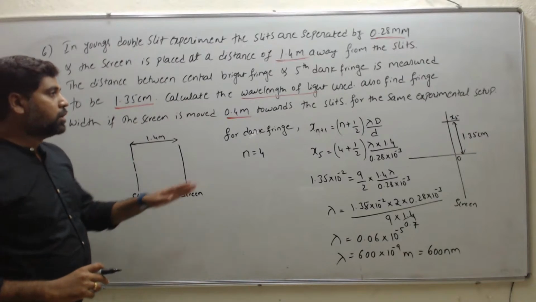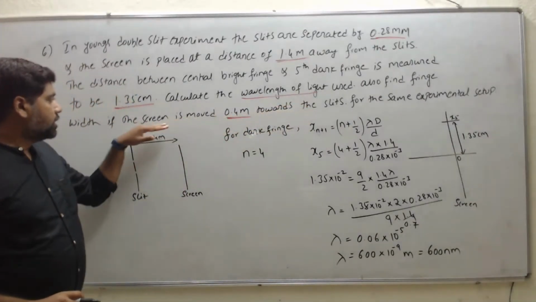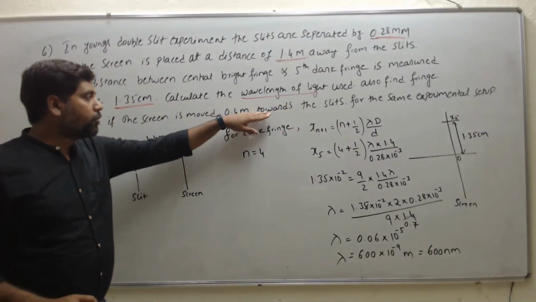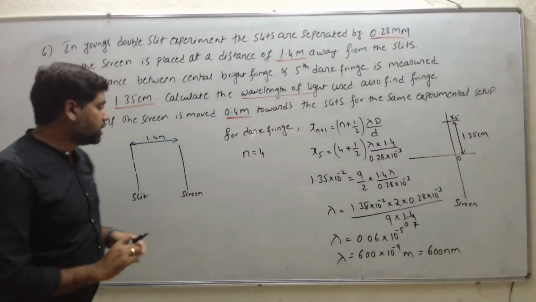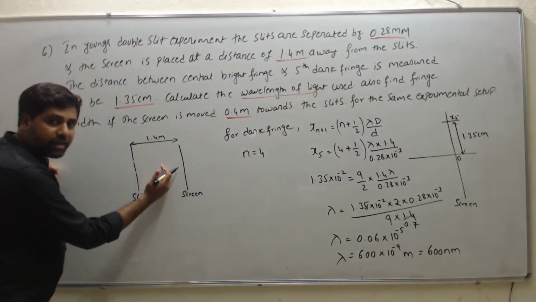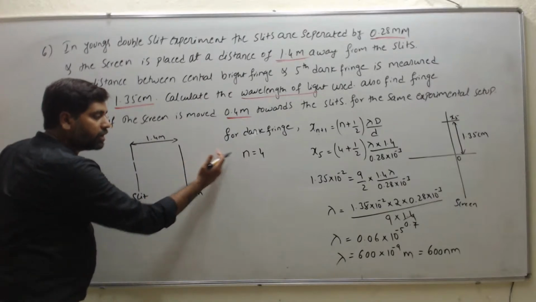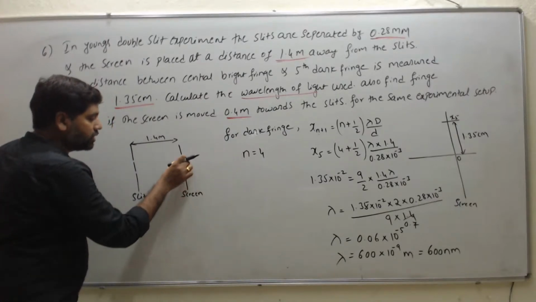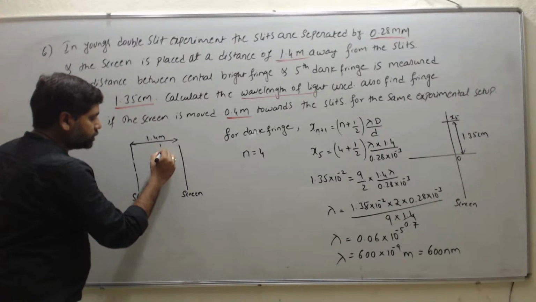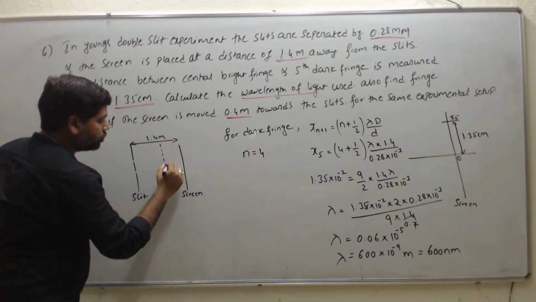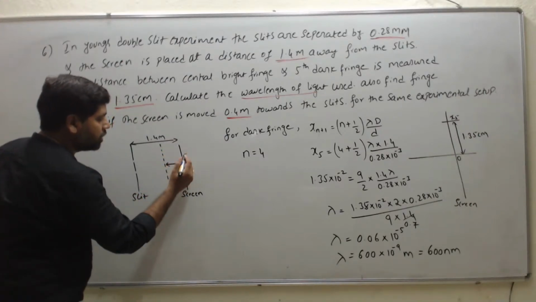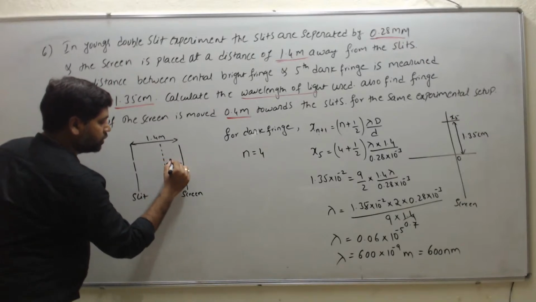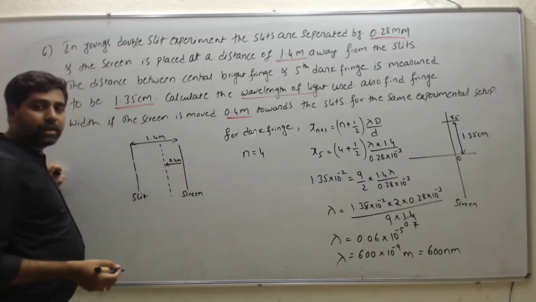In the second part, they are telling that the screen is moved 0.4 meter towards the slit. Towards means towards the left side. Away means away, that is, towards the right side. So how much is this screen moved? From here to here, we move the screen by 0.4 meter.